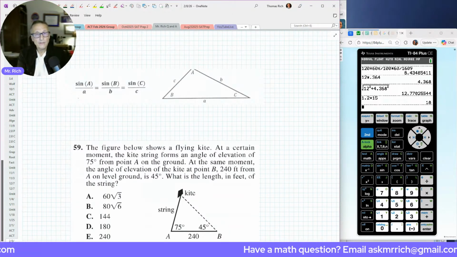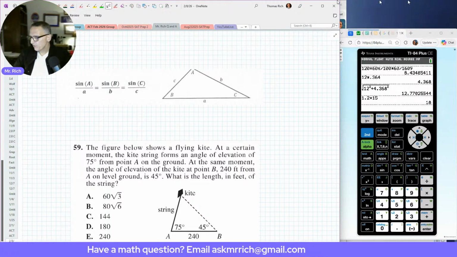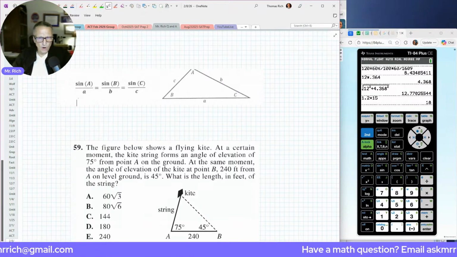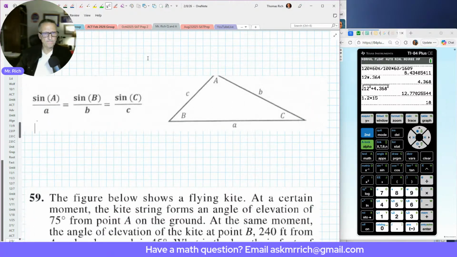And really, they're relatively easy if you understand the formulas. So I wanted to work a few of those problems for you tonight. And that is exactly what we're going to do. All right, this right here is the law of sines. Right here, this is the formula.